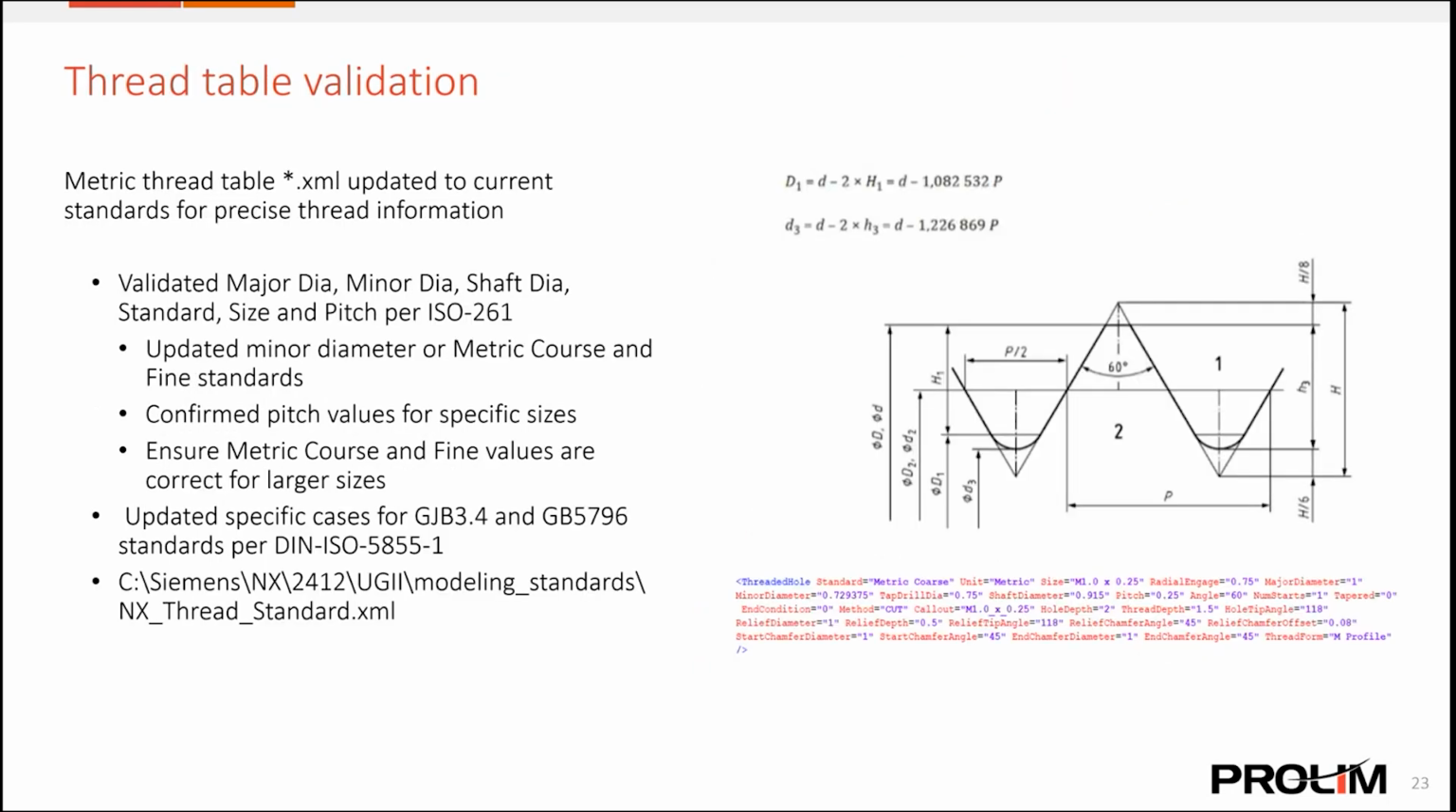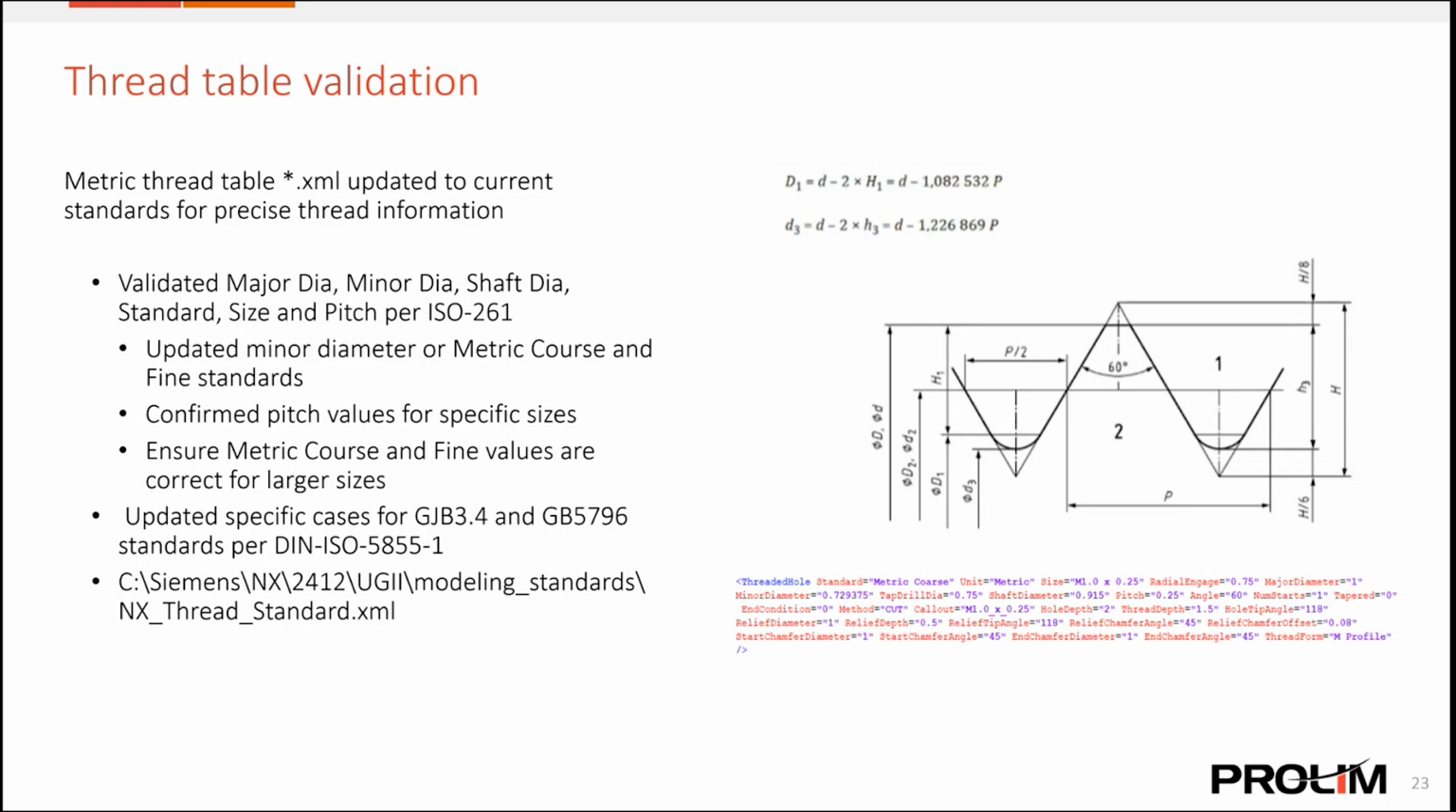Now, the thread table validation. As some of you may or may not know, NX does run thread tables straight out of the machinist handbook. So most threads, or most things that you need NX to do, are already there within the machinist handbook. But if you're running a very specific custom thread, then you can add your own custom command. The metric thread table XML is currently updated to the current standards for the precise thread information. So any updates that have been made to the machinist handbook or thread standards in general have now been updated in NX.